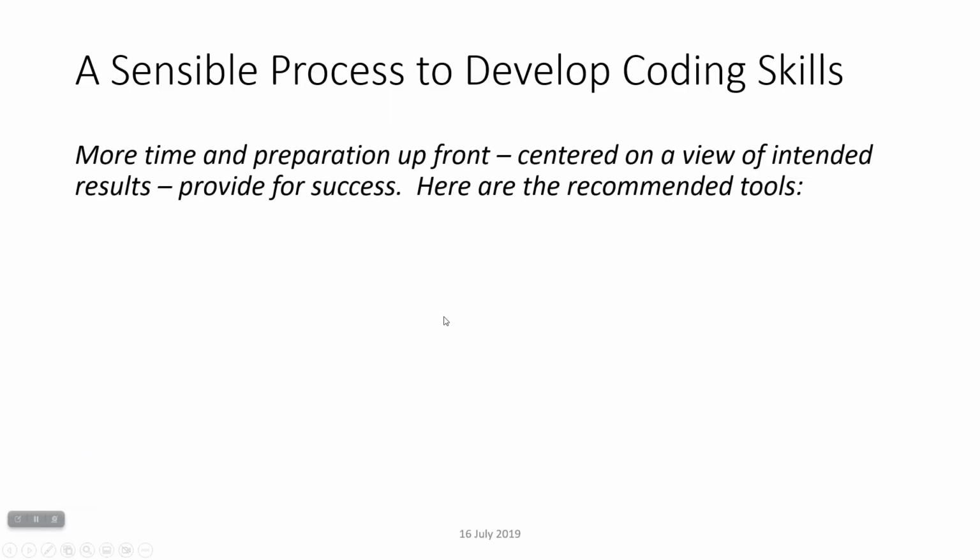So more time and preparation up front is the key to making the development of your coding skills a much easier and much more intuitive process. We don't emphasize this enough as computer science professionals, and that's kind of a shame. But basically, there are some simple tools that really help a great deal. So the first tool is called an IPO table. That stands for input, process, and output.